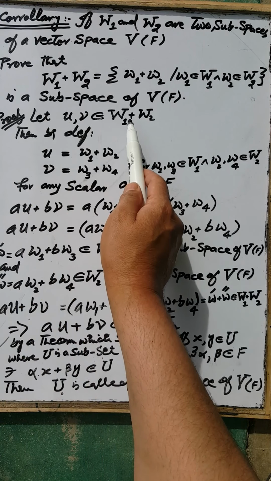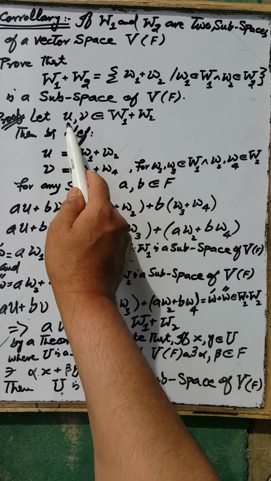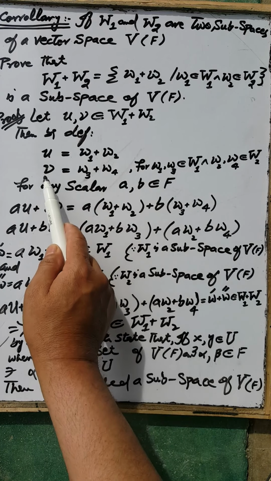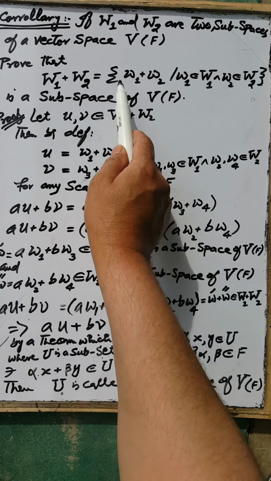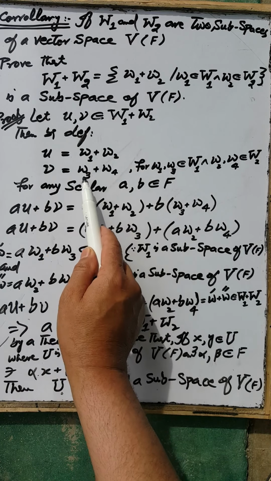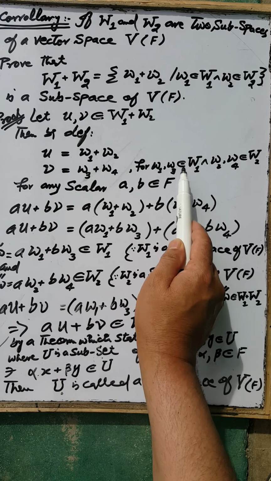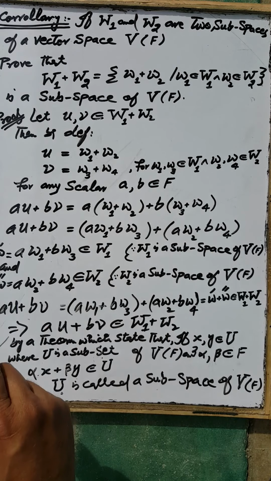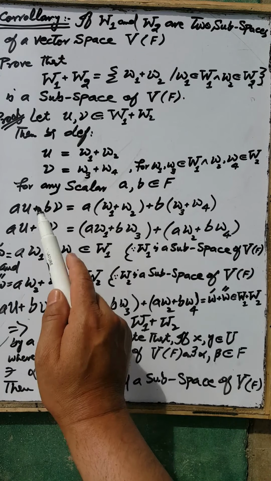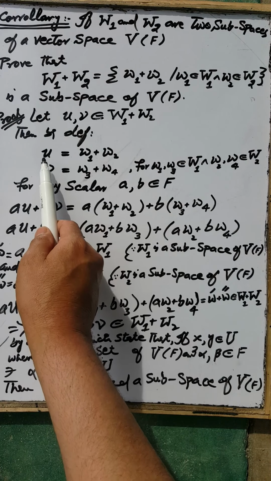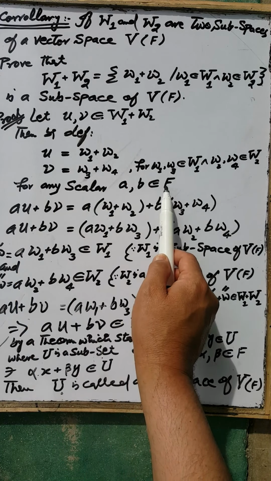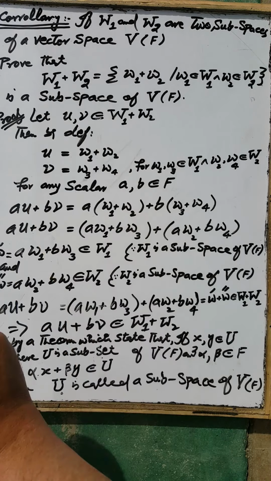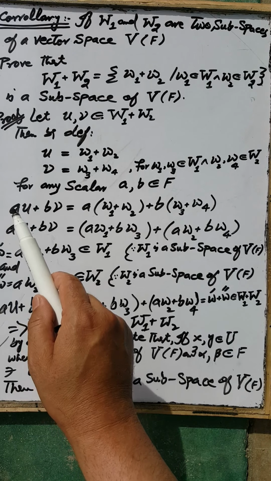Proof: let U and V be any two elements of W1 + W2. Then the element U can be obtained from the sum of an element of W1 and an element of W2, and V can also be obtained from the sum of an element of W1 and an element of W2. That is, w1 and w3 are elements of W1, w2 and w4 are elements of W2, where W1 and W2 are subspaces of the vector space V. Now, if we can prove that the sum of the product of the elements of W1 + W2 with scalars is an element of W1 + W2, then we can conclude that W1 + W2 is a subspace of the vector space V over the field F.